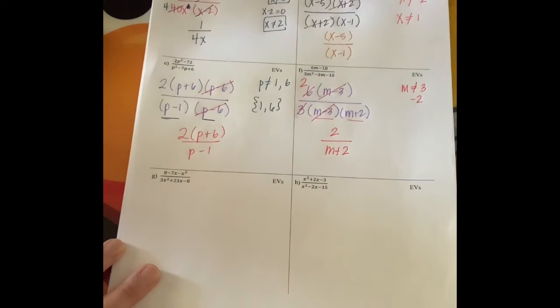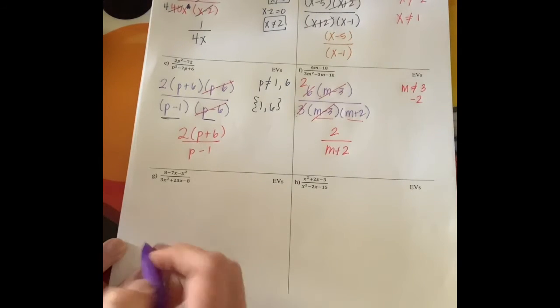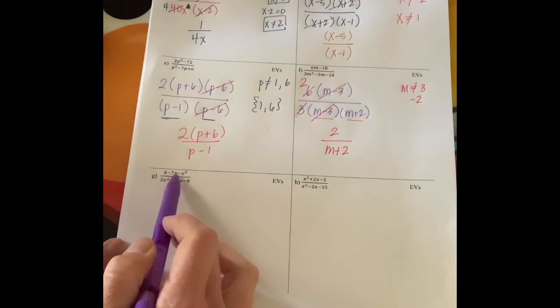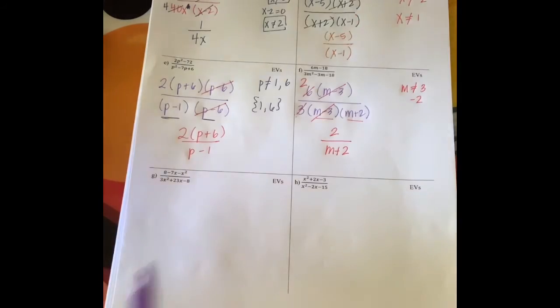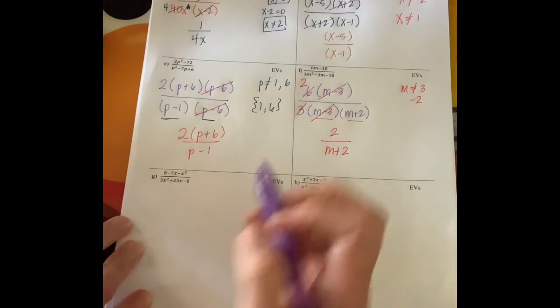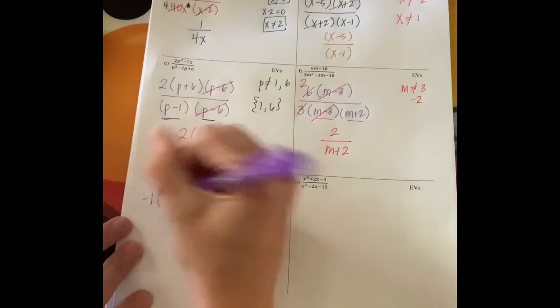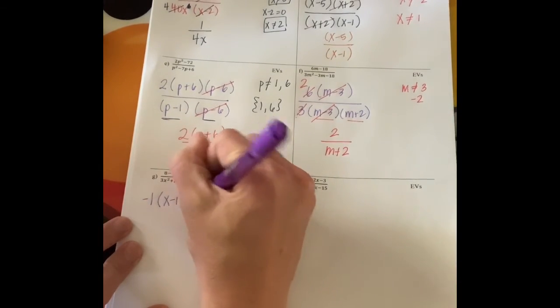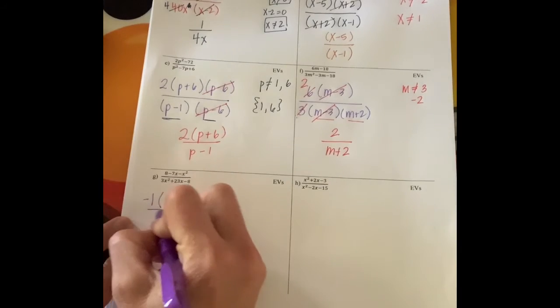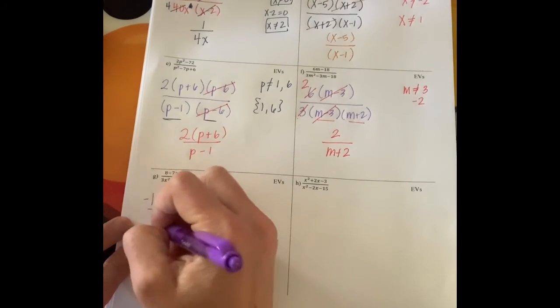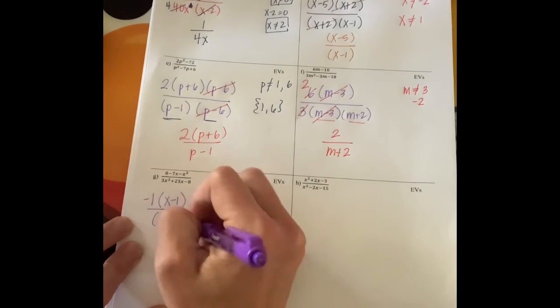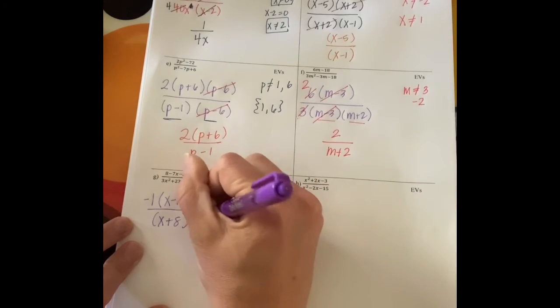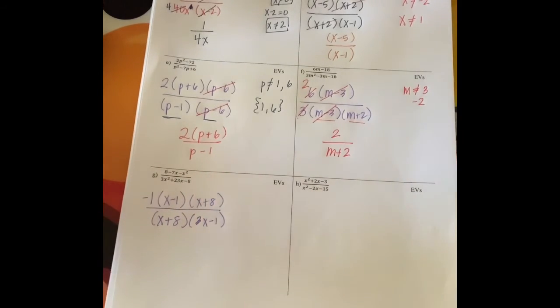In example G, you've got to rearrange it like we talked about in that factoring video yesterday. Rearrange it and factor it when it's in standard form. But the top actually factors to negative 1, x minus 1, and x plus 8. The bottom factors to x plus 8 and 3x minus 1.